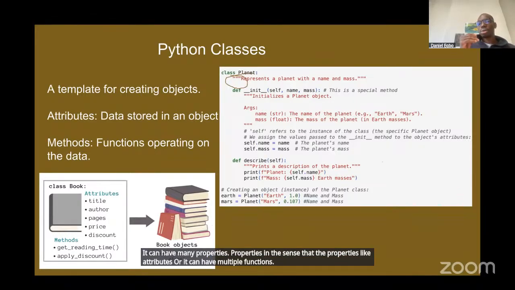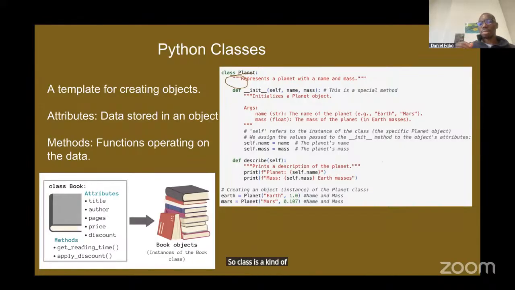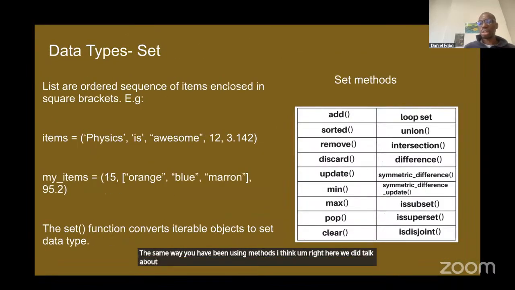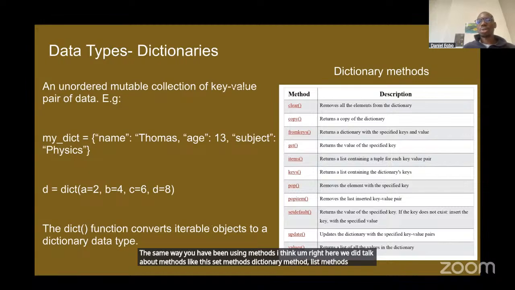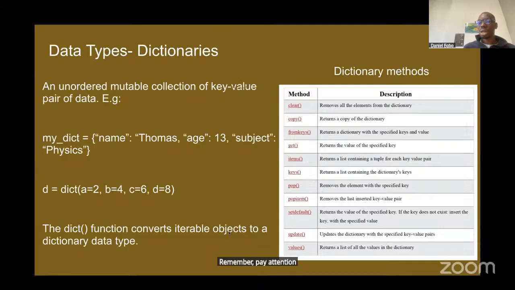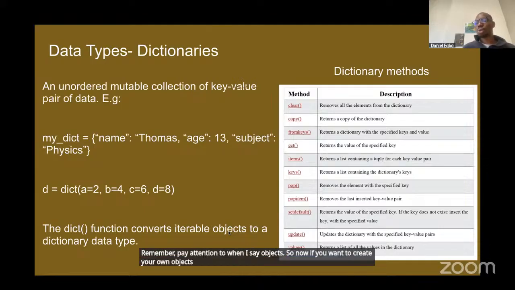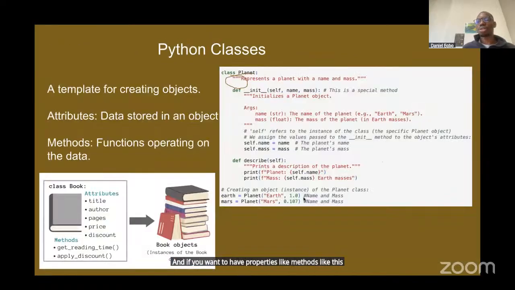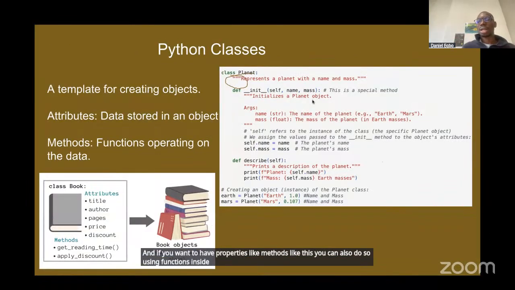So a class is a kind of Python framework that allows you to have defined methods, the same way you have been using methods. Right here, we did talk about methods like set methods, dictionary methods, list methods. These things are written as Python objects or classes. Remember, pay attention to when I say objects. So now if you want to create your own objects, you have to do so with classes. And if you want to have properties like methods, you can also do so using functions inside the classes.